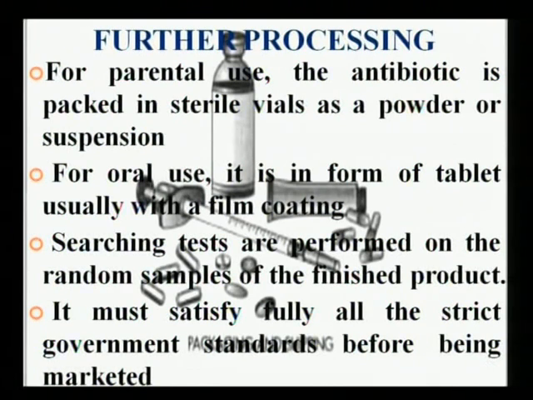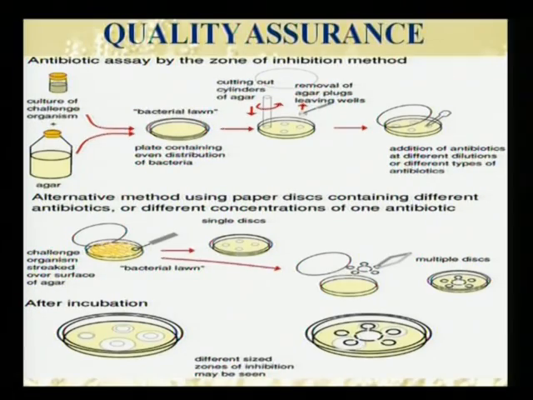It is packed in sterile vials as a powder or suspension. For oral use, it is obtained in tablet form. Before being marketed, random samples are collected and tested for quality assurance. As we know, the most common method for quality assurance of the antibiotic is the penicillin bioassay.